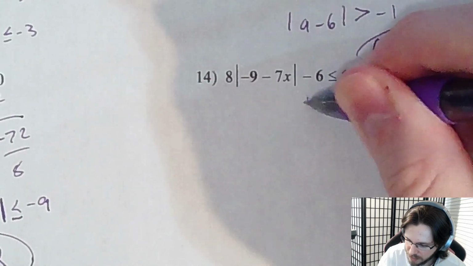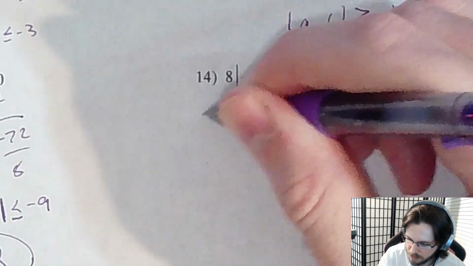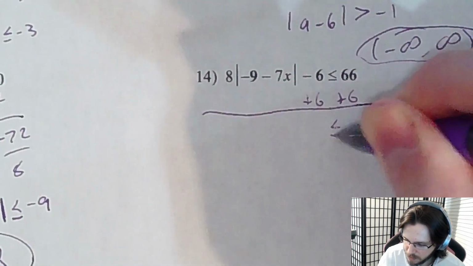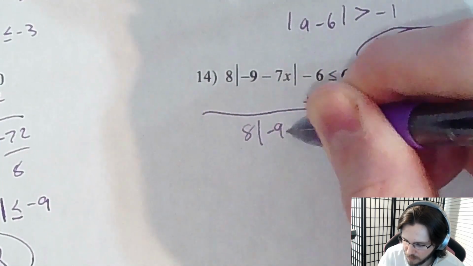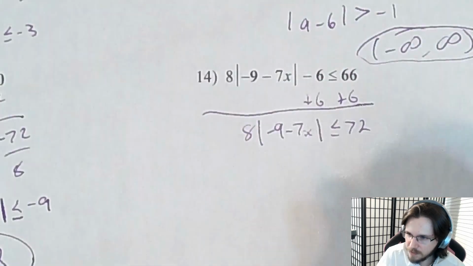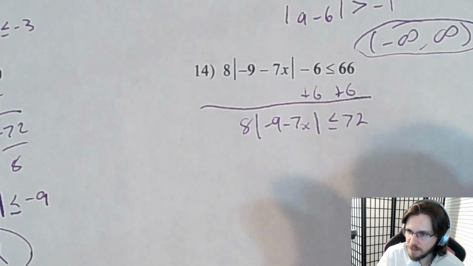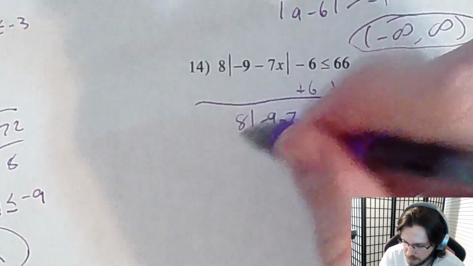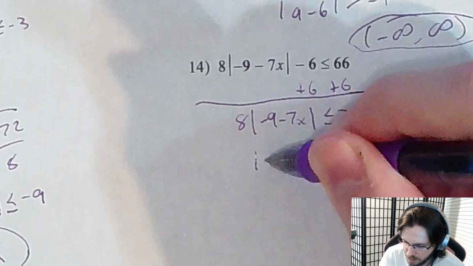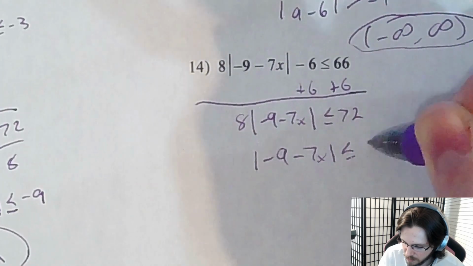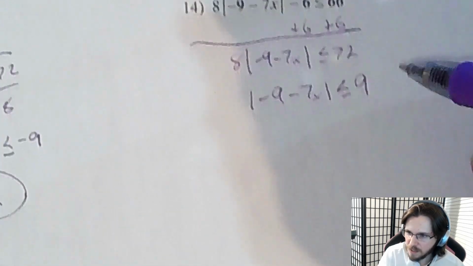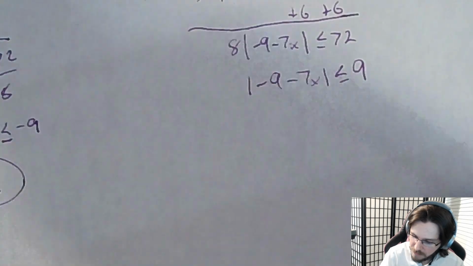Here we go. Let's add 6 to both sides to start. We're going to get the absolute value of -9 minus 7x is less than or equal to 72. Divide both sides by 8. If you divide both sides by 8, you'll get that the absolute value of -9 minus 7x is less than or equal to 9. Now I actually have a problem I have to solve.